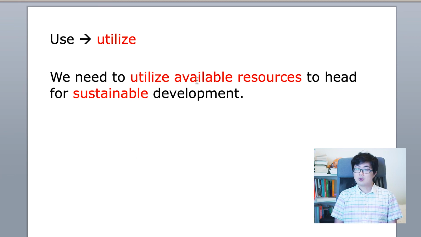In this sentence, we have four academic words: utilize, available, resources, and sustainable. Use here is okay, but sometimes use is not exactly utilized. For example, if you use somebody in the sense that you exploit them, you should not really try to say you utilize people. It doesn't really make sense. But you can say you use people in the sense that you exploit them or take advantage of them.